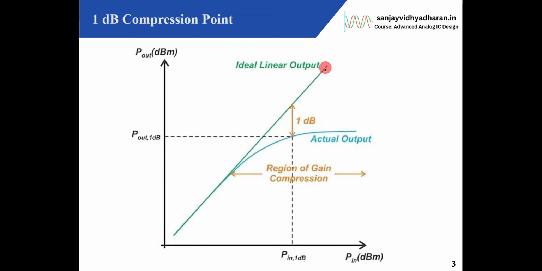This is an extrapolated line, an ideal, so we can't actually implement this in real life circuits. This is what actually happens in a real life circuit, where the gain starts getting rounded off out here. So it deviates from the ideal. So this is the 1 dB compression point.